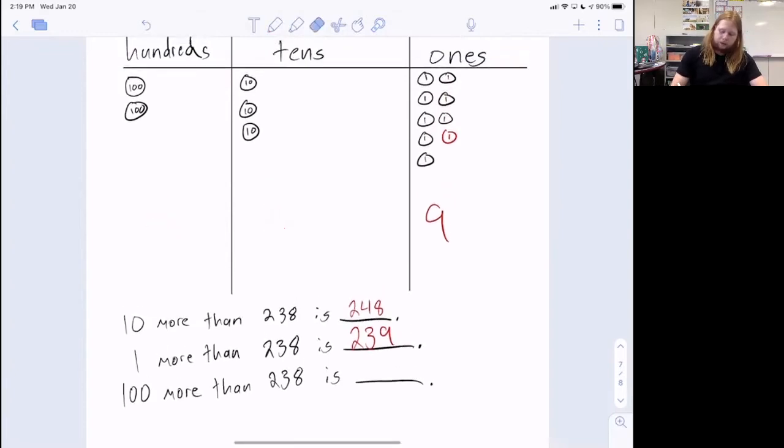And now 100 more. I'm going to have you guys figure out 100 more. So what I want you to do is put this in Seesaw. You're going to create this table.